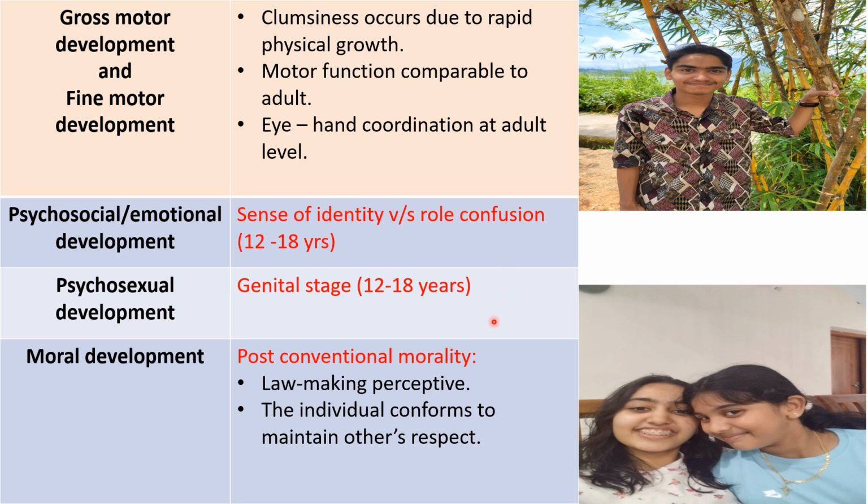Psychosexual development. This is the genital stage, 12 to 18 years. Here again the energy is concentrated on the genital organs. So that is why opposite sex attractions will happen at this time. Moral development.